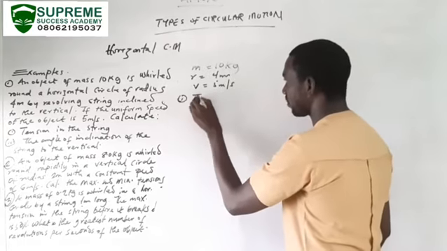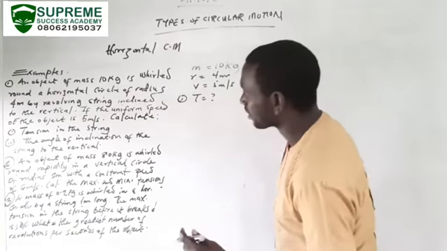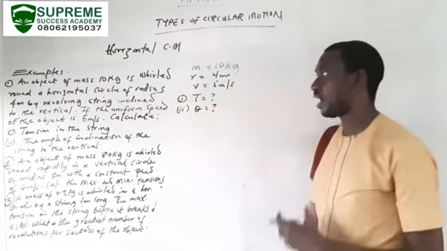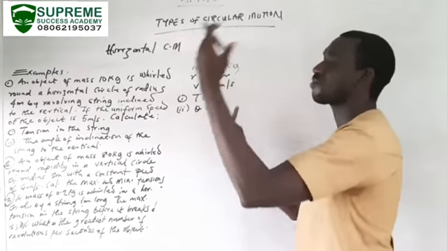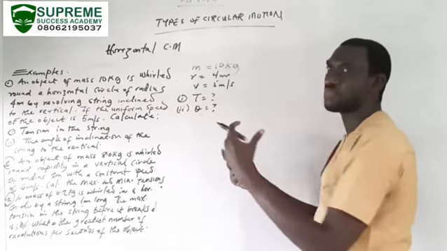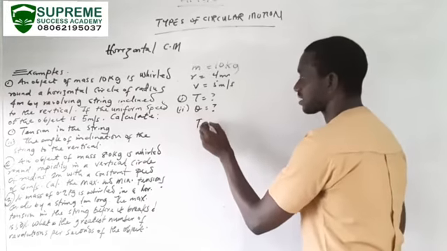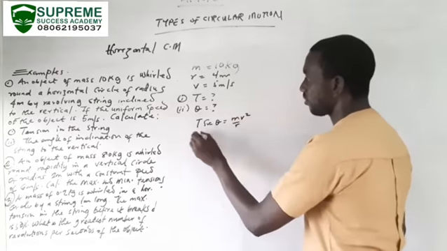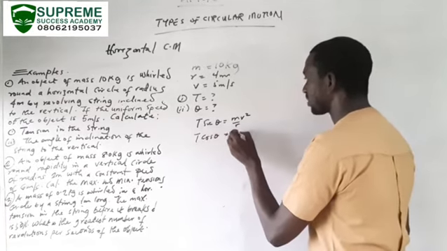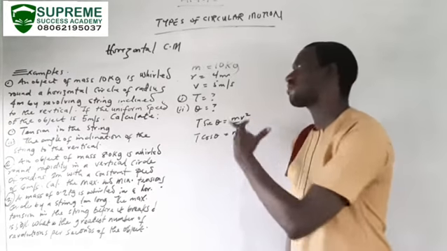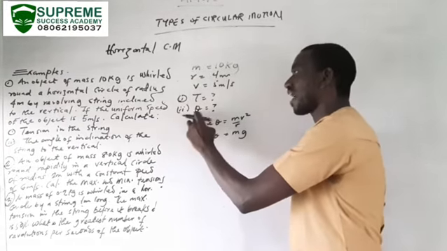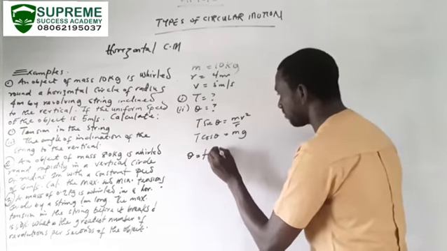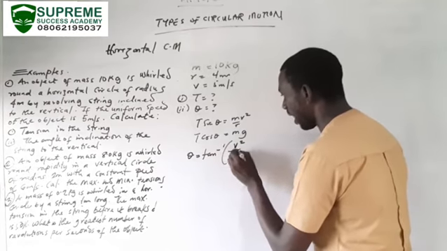Then what are we looking for? 1. We are looking for tension. Then what else are we looking for? Angle of inclination. If you look at this question, the formulas we derived previously that have to do with tension are T sin theta equals mv squared over r, and T cos theta equals mg. So you cannot find tension without first finding your theta. And don't forget that theta equals tan inverse of v squared over rg.